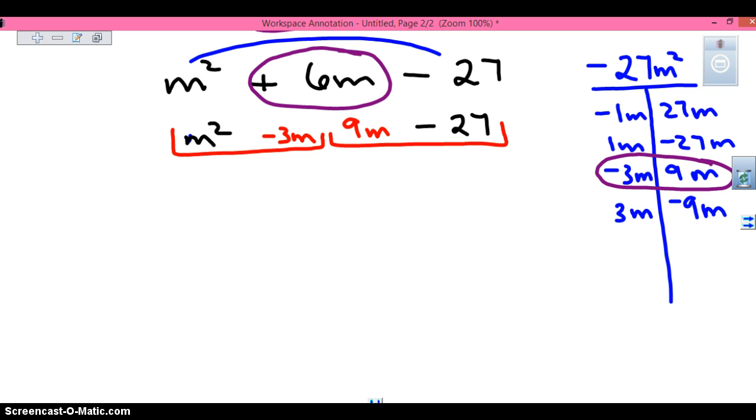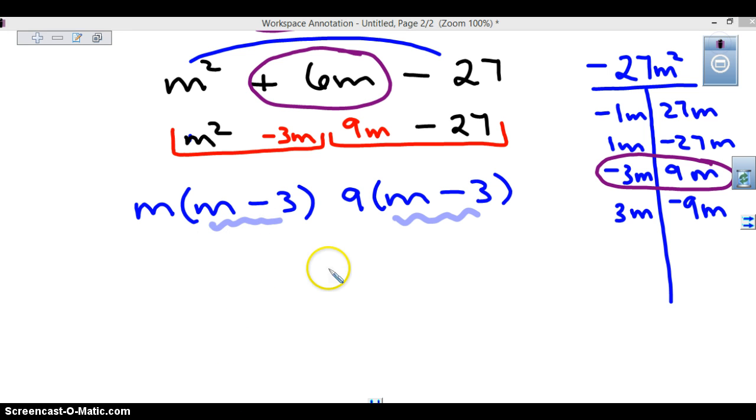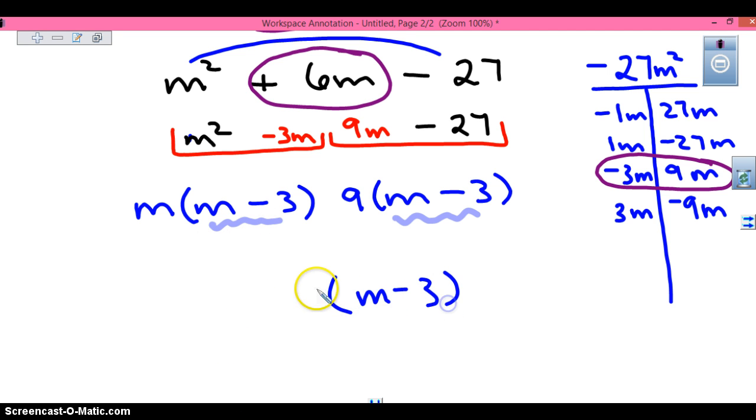Can we factor out each group? We can factor out an m. m squared divided by m is m, negative 3m divided by m is negative 3. 9m minus 27, we can factor out 9. 9m divided by 9 is m, 27 divided by 9 is 3. We have our binomial in common. We're left with m minus 3, and we can create our other binomial with what we factored out, m plus 9.